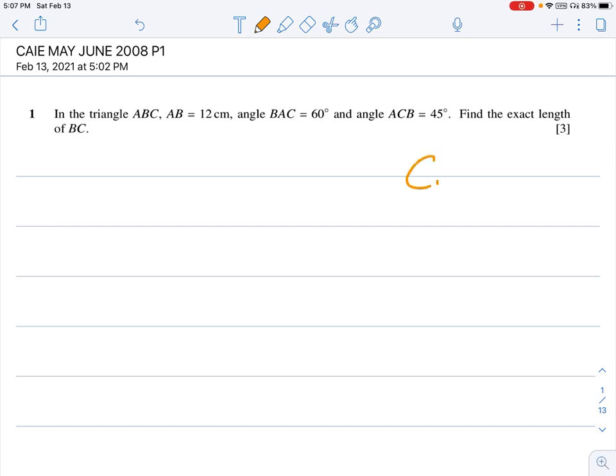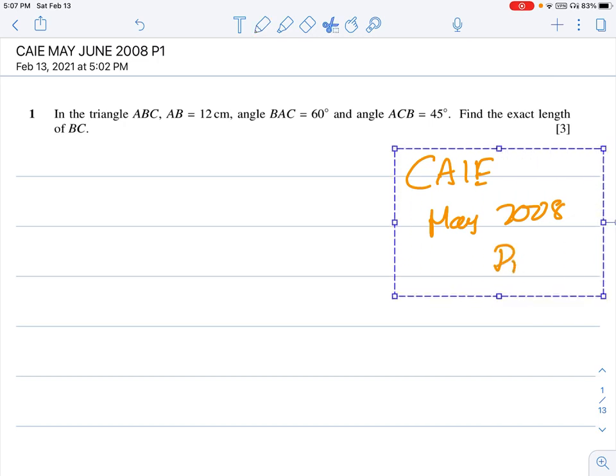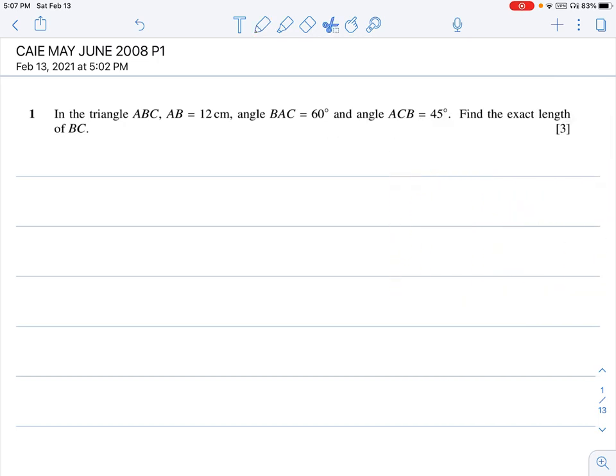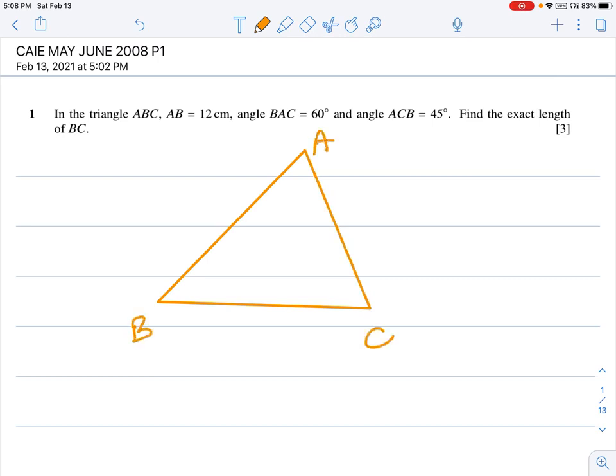So welcome. This is CIE paper, May June 2008, paper 1, P1, Pure Mathematics 1. We shall try to solve all the questions. So the first question, in a triangle ABC. Let us draw the triangle. Triangle ABC, one line, then the other line, and then the other line. ABC. BAC is equal to 60 degrees, ACB is equal to 45 degrees, AB is 12. Find the exact length of BC.